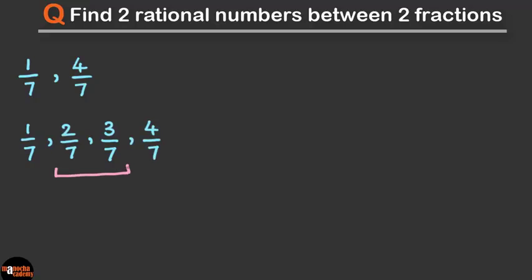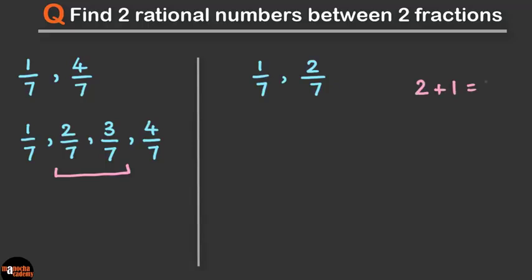But what if there's no gap? For example, if we have to find two rational numbers between 1 by 7 and 2 by 7, then what do we do? We can create a gap by multiplying the numerator and denominator with a number. Since we need two rational numbers, we will multiply by 2 plus 1, which is 3.